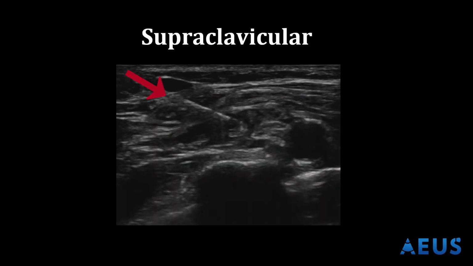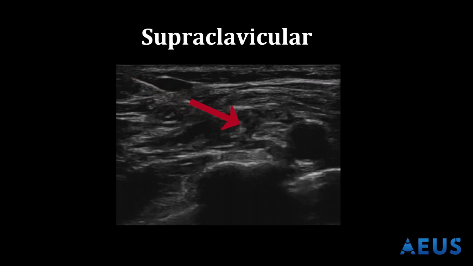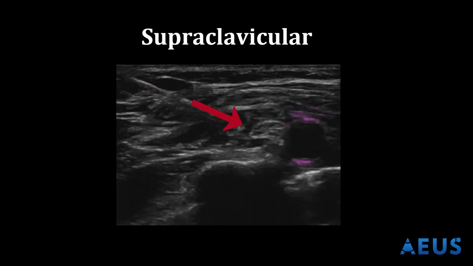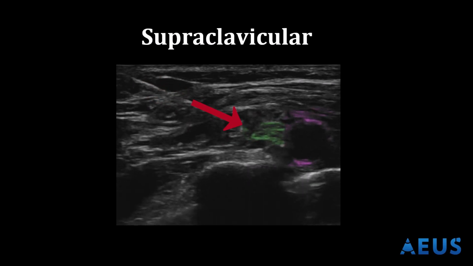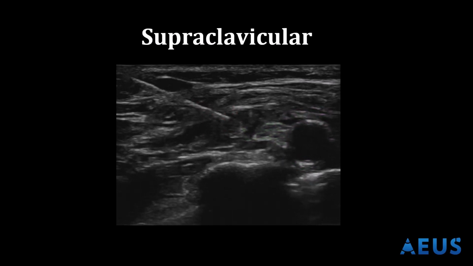In this video, we see the needle approaching laterally towards the medial side. You see the subclavian artery and then the bright bundle lateral to it, and that's where anesthetic will be deposited for this block.